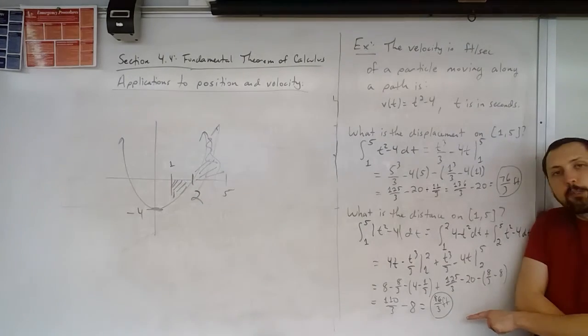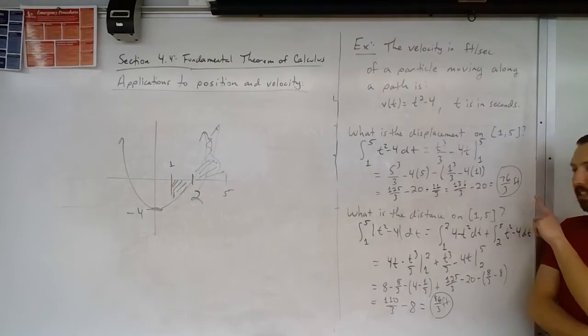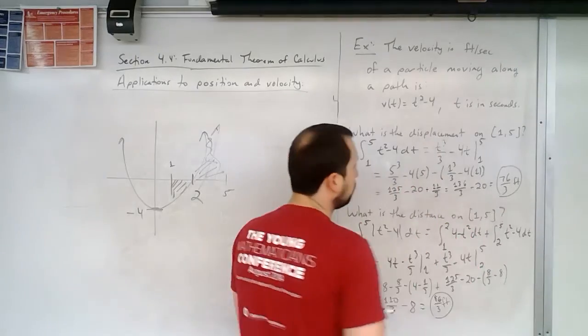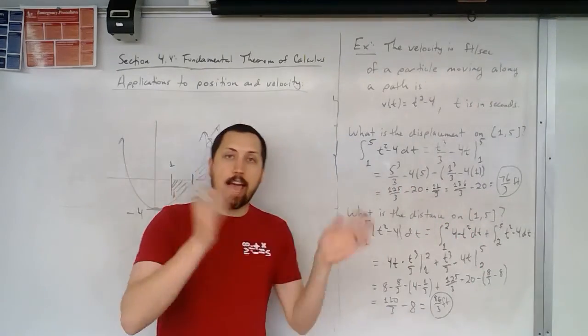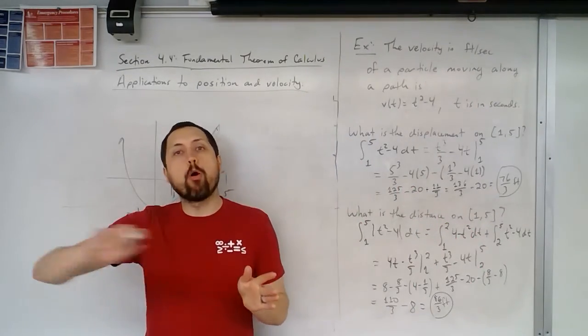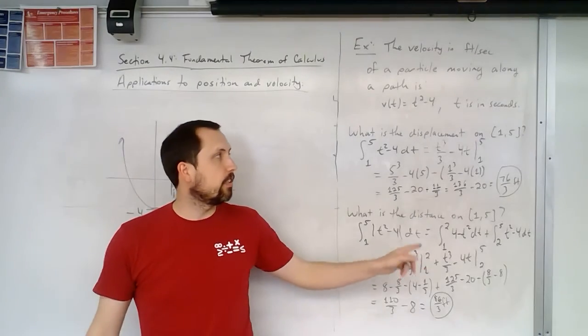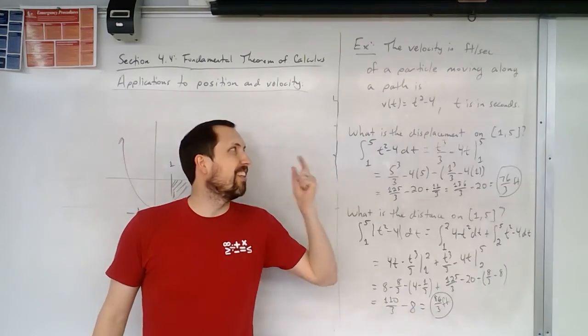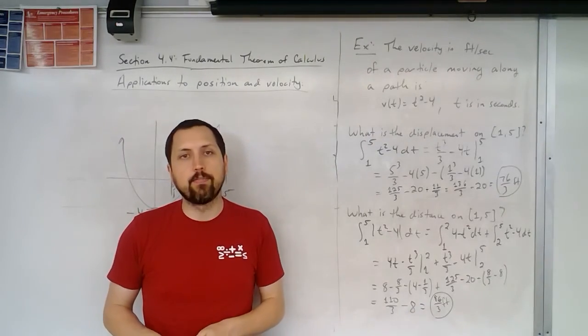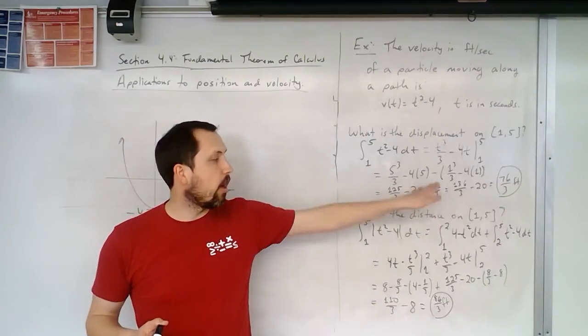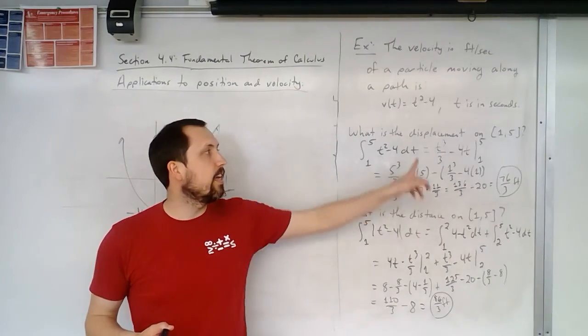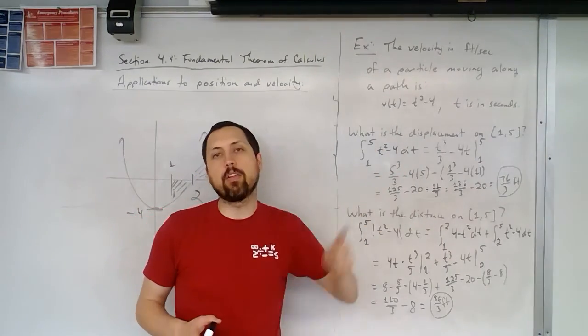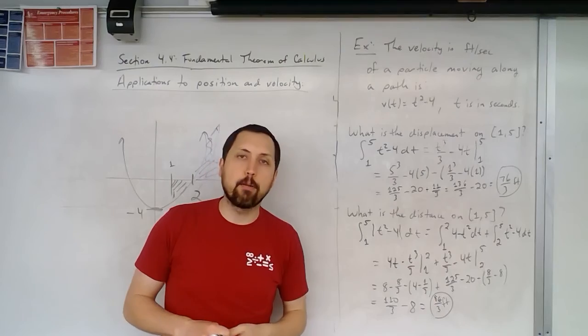So we always expect the distance to be at least larger than the displacement. It has to be, it could be the same if you just go always in a straight line, but because this is moving in a slight parabolic motion, indeed, the distance is a little bit more than the displacement, and that's good. So those are the slight differences between distance and displacement when we're looking at the relationship with velocity and position.